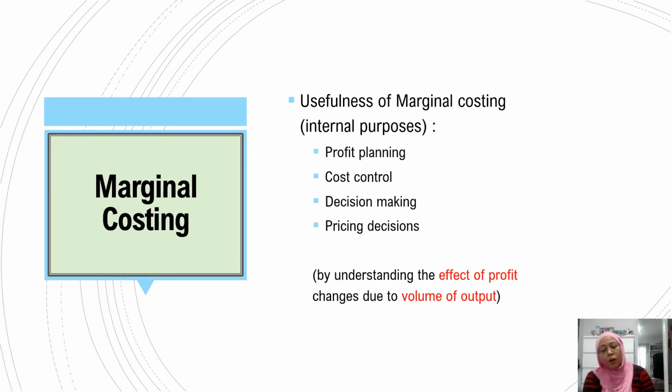So, why do we have two types of costing here? Marginal costing is a very useful tool, okay, in order to identify the profitability by product, the contribution by product. Second, it is very useful for cost control and then for decision making and for pricing decision.